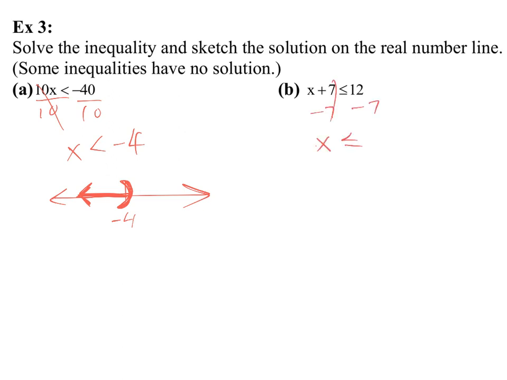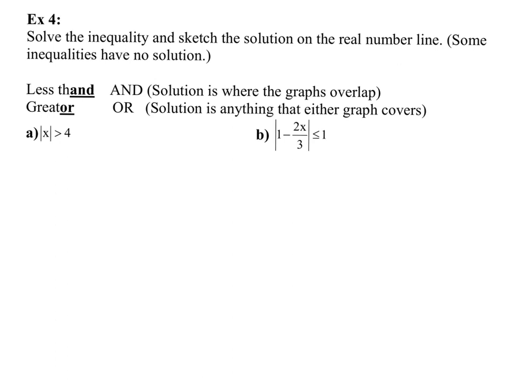For part B, just subtract 7. X is less than or equal to 5. So we're at 5 and it's less than, so I'm going to the left. And this time I'm using a bracket because there's an equal sign there. It includes 5. That's all there is to that example. On to the next.